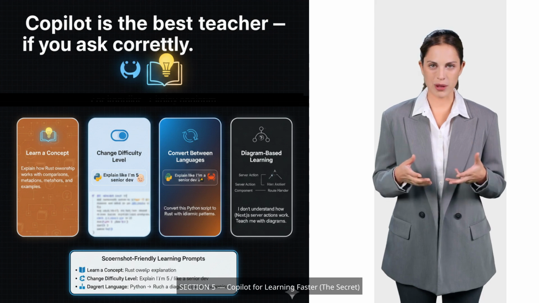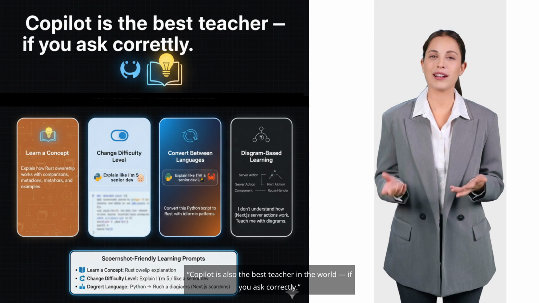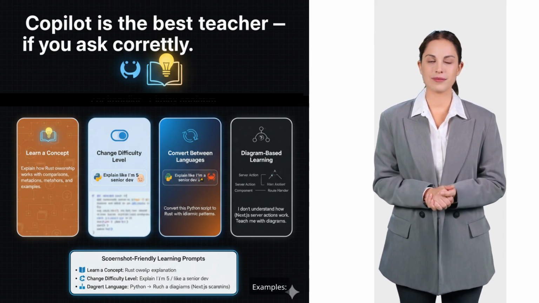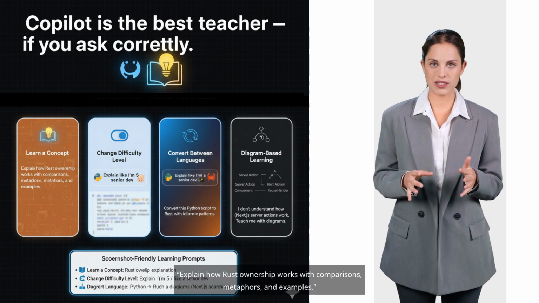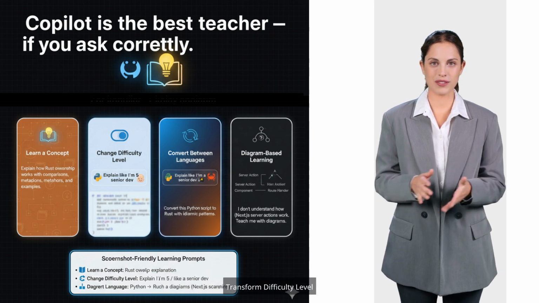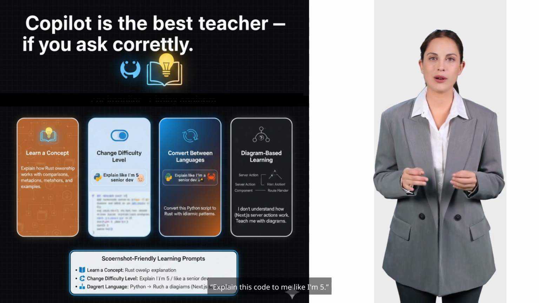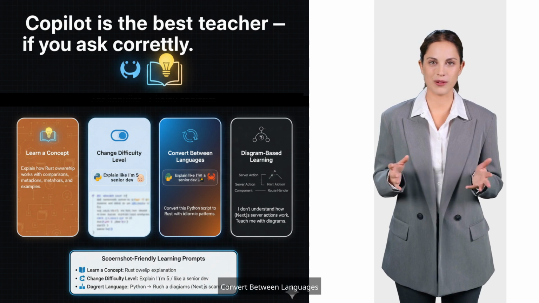Section 5. Copilot for learning faster. The secret: Copilot is also the best teacher in the world if you ask correctly. Examples. Learn a concept: explain how Rust ownership works with comparisons, metaphors, and examples. Transform difficulty level: explain this code to me like I'm 5. Now explain like I'm a senior developer.